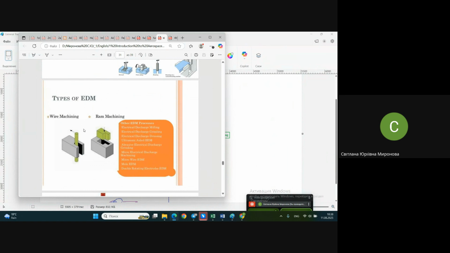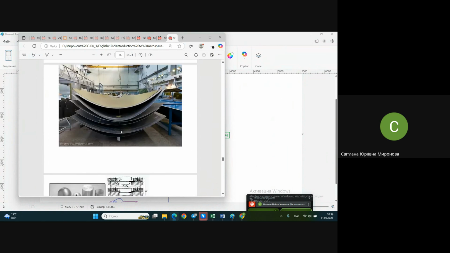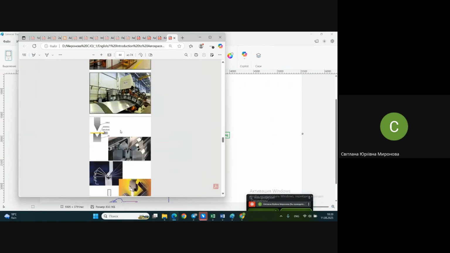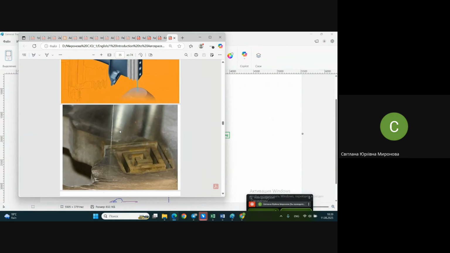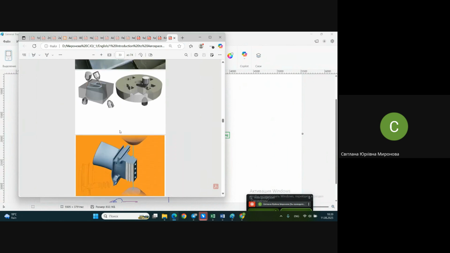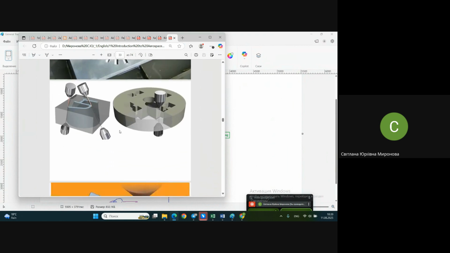So what does wire machining mean? Let me show you a real one. I hope I will find it quickly. Here it is. Wire cutting. Here you see the scheme of wire EDM.